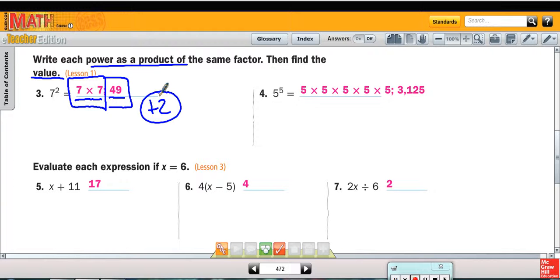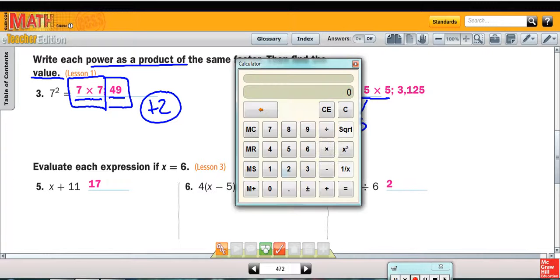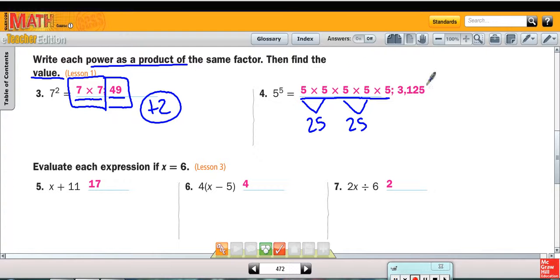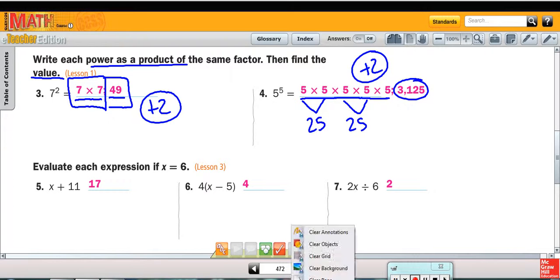Same thing on number 4. Power as a product means I have 5 of the number 5. If I multiply those, I would go 5 times 5 is 25. And then I would go 25 times 25, and then take that times 5. And we get 3,125, which is right here. So this is also worth 2. You will be able to use a calculator on your quiz today, so just keep that in mind.